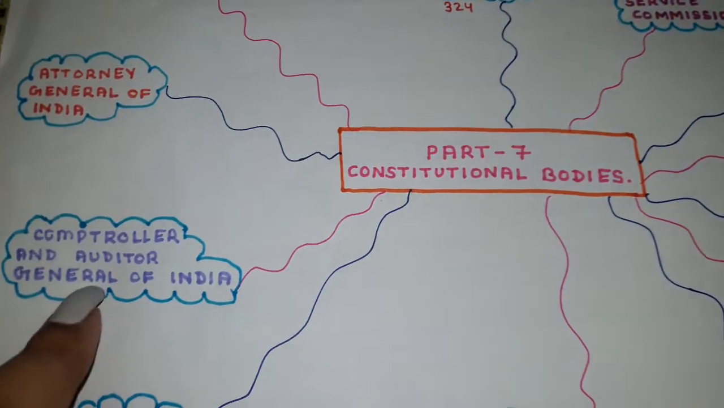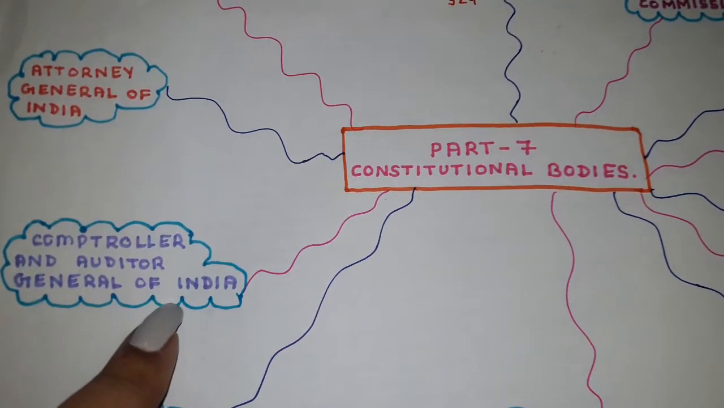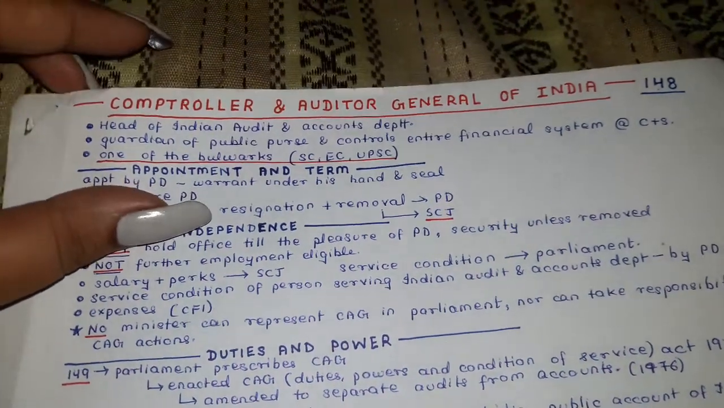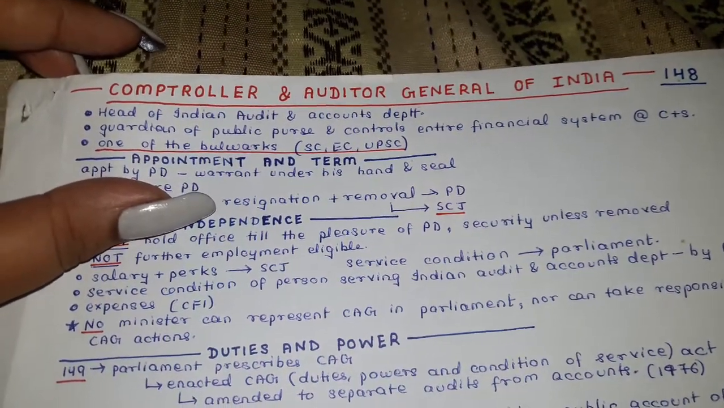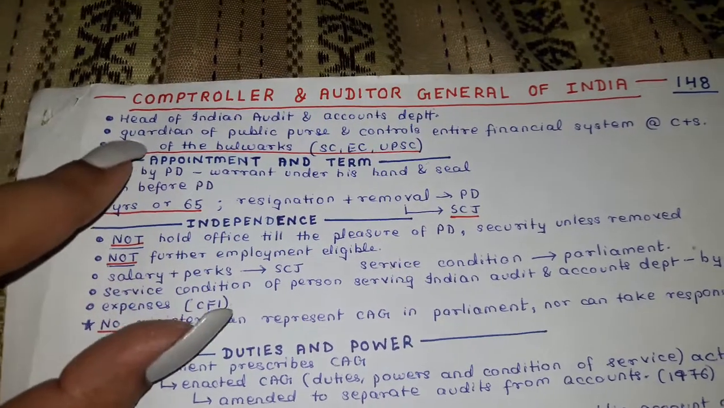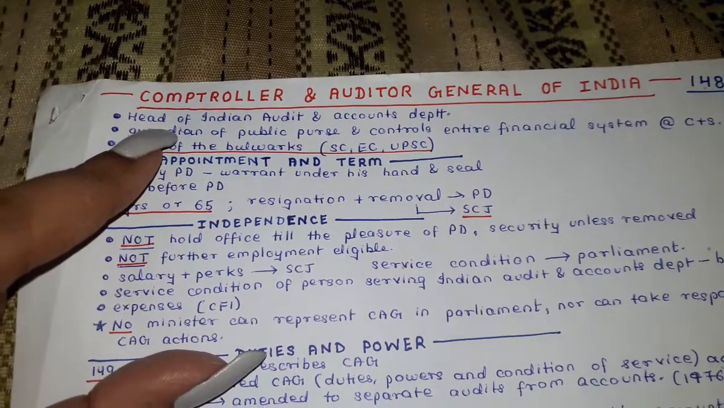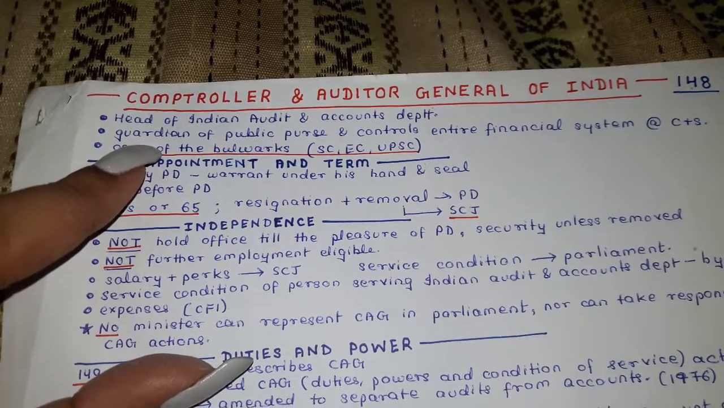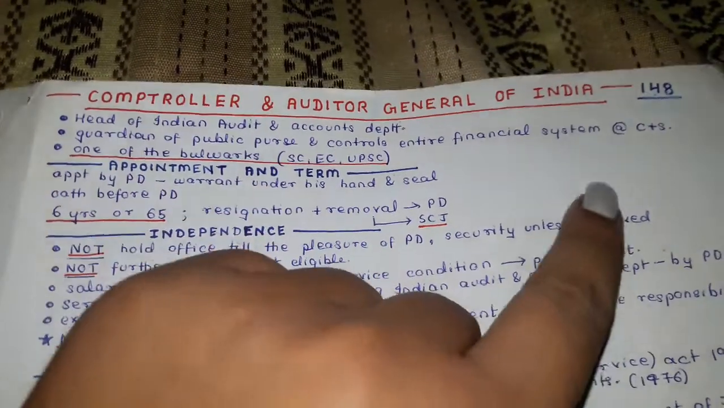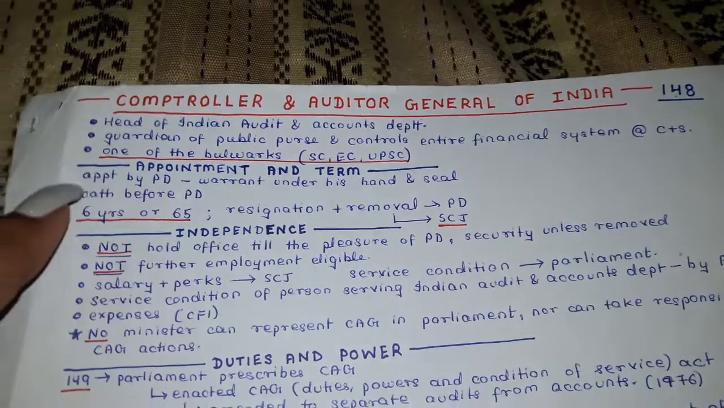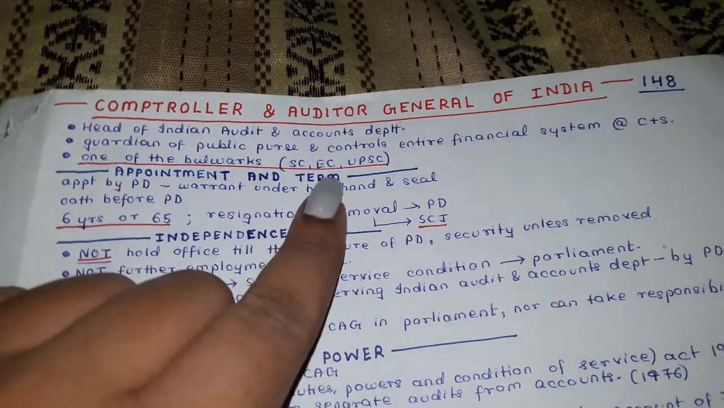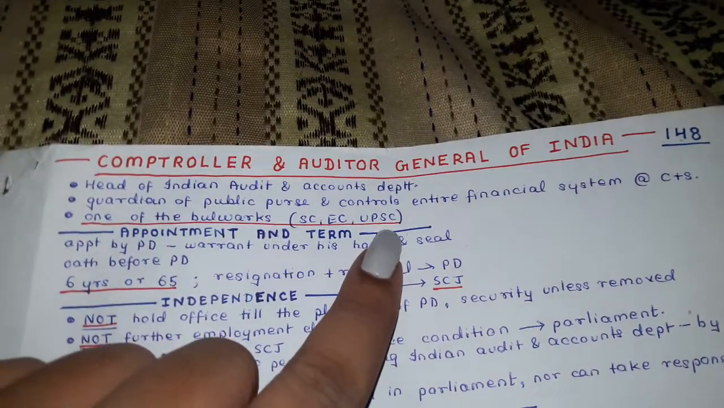Let's jump into the last part, Comptroller and Auditor General of India. The article important to remember is Article 148. In the Constitution, he is defined as the head of Indian Audit and Accounts Department, guardian of public purse and controls the entire financial system at center and state level. One of the bulwarks. Okay, the other three bulwarks are Supreme Court, Election Commission, and Union Public Service Commission.